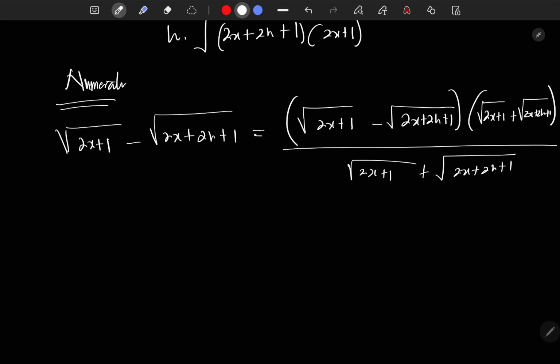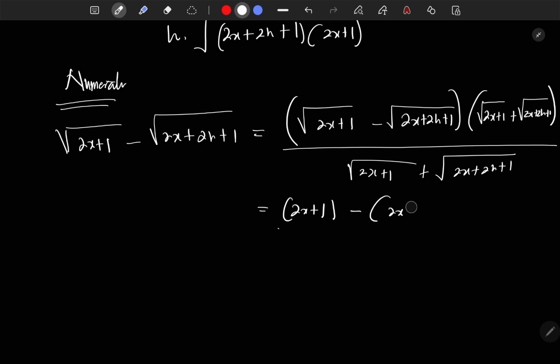Okay, we are rationalizing the denominator or the numerator, whichever one that you are comfortable with. Now simplifying this, because these are just the same, it's just the difference of two squares. Meaning we only have 2x plus 1 minus 2x plus 2h plus 1. That's a difference of two squares. So I've got this part and that part. If you square them, you are still going to get this.